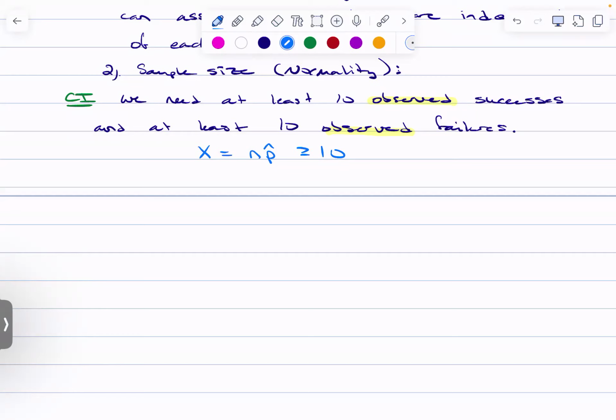If x out of n are successes, then n minus x must be failures. They're not a success, they're a failure. And so then n times q hat has to be greater than or equal to 10.